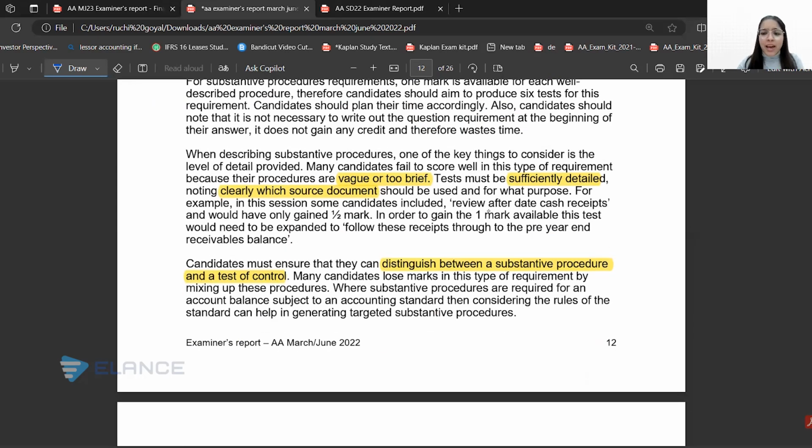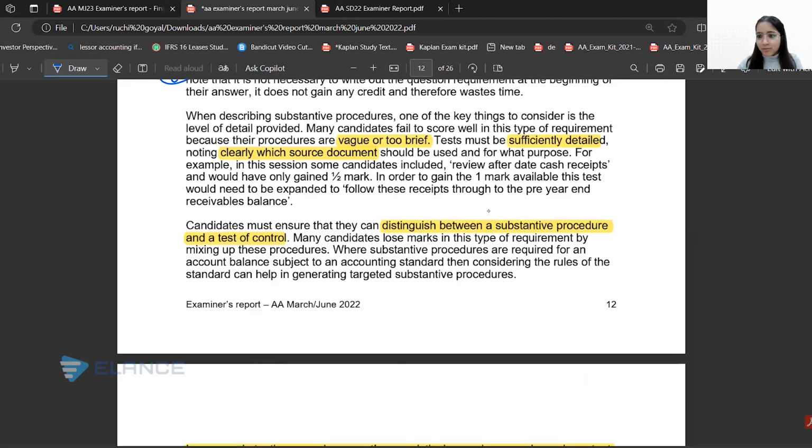Everybody knows 1 mark is given per valid point. Now, understand what it needs to say. Please do not write any vague or brief answer. For example, "discuss with the management." Very vague. What are you discussing? Why are you discussing? So do not write it too brief. Ma'am, we did not have time, time management was the issue and we tried to write in short. No, guys. There is no shortcut to getting 1 mark. It should be detailed.